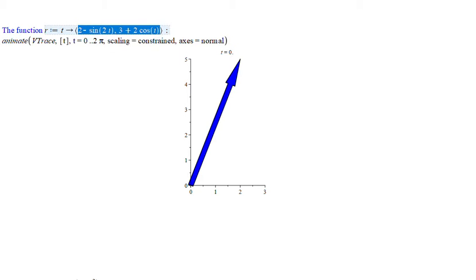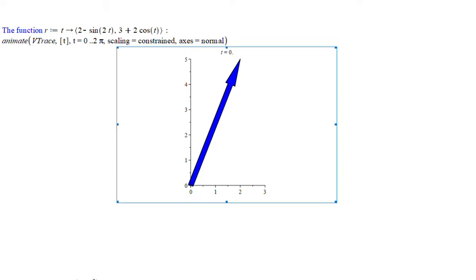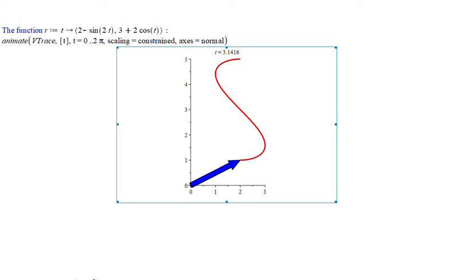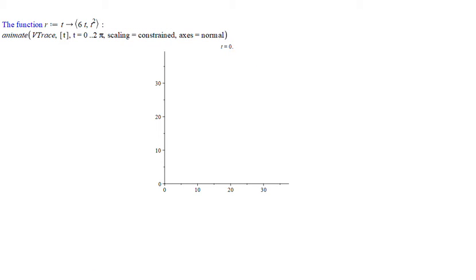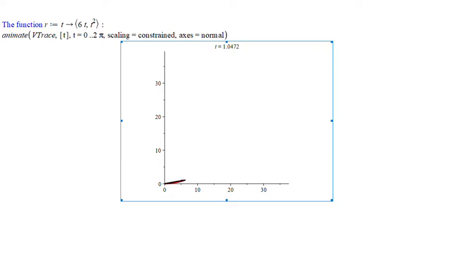Here's another two-dimensional graph. And here is what the graph looks like when we trace it. And here's the last two-dimensional one we'll take a look at. I've made this one up myself. It's not in the problem set in the book, but you can see the graph of this.